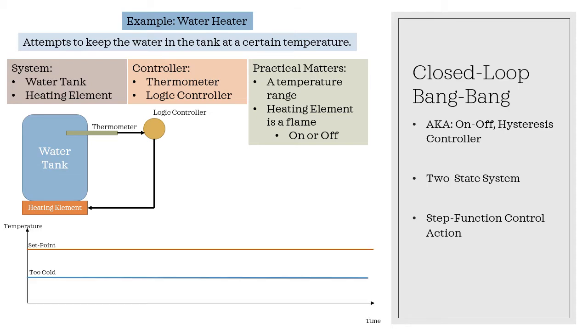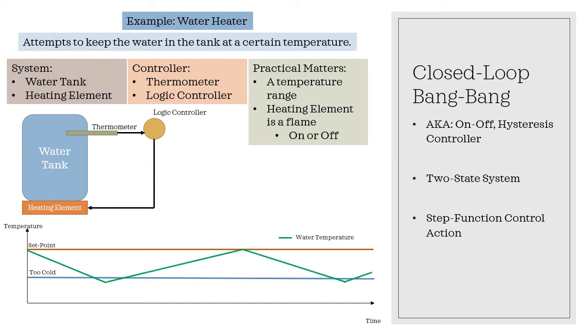So let's see how our water temperature behaves with the system going. We're going to plot the temperature as a function of time. I've set the orange line on top as the set point, or the temperature that we would ideally like the water to be at all times. And then the blue line on the bottom is where we've decided that the water is too cold and then needs to get heated up.